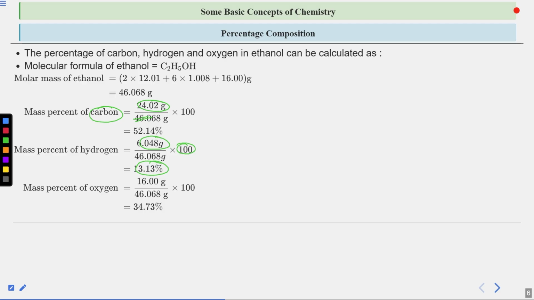Then what is the count of oxygen? It is 1. Yes, the molar mass is equal to the molecular mass. As simple as that. So the molar mass of ethanol is 46.068. In the upper side, we have taken the contribution from oxygen. One oxygen will give you 16 gram. So this will give you 34.73%.